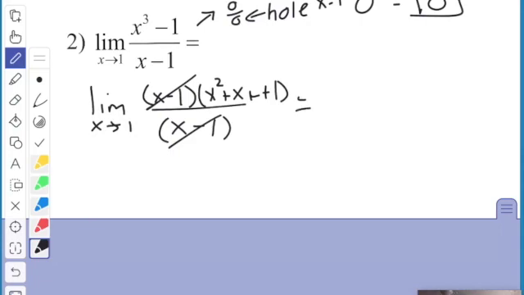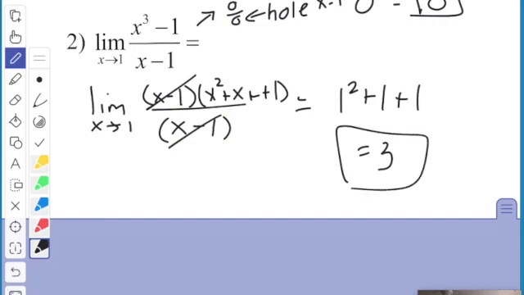So we'll talk about that later. It's called removable discontinuity. We just got rid of the hole. Now if you plug in 1, we eliminated the hole, so there's no problems here. Let's see what happens. Well, that's 1 squared plus 1, which is just a big old 3. And that's all we had to do.